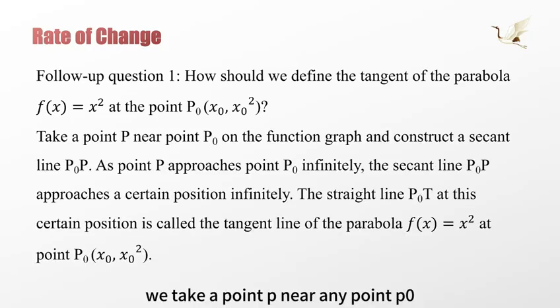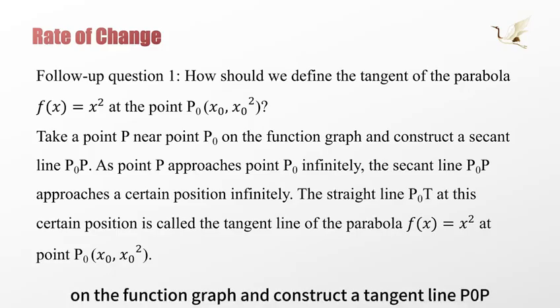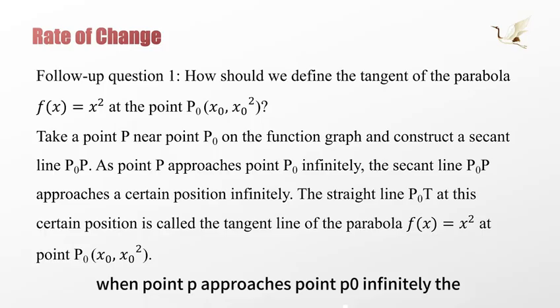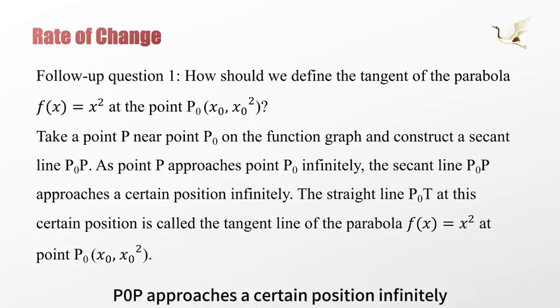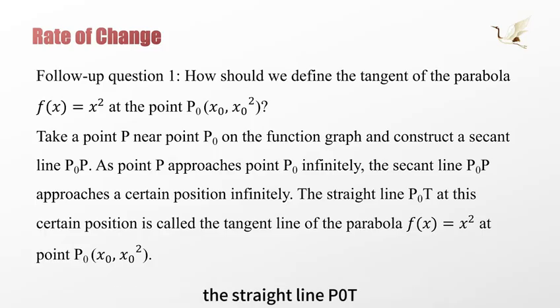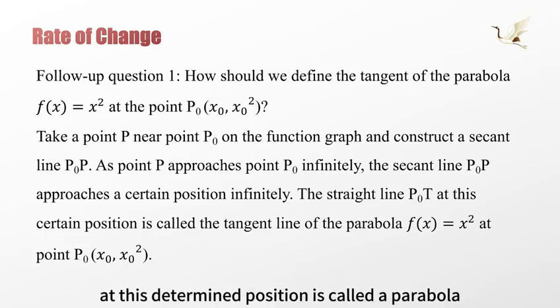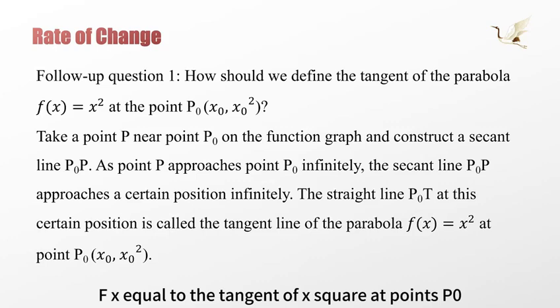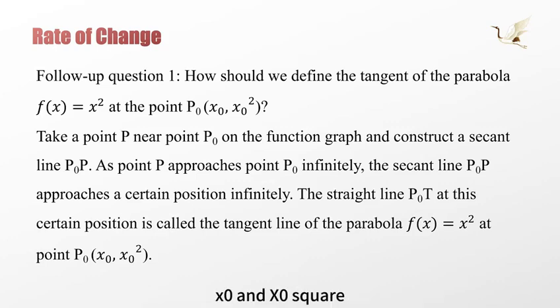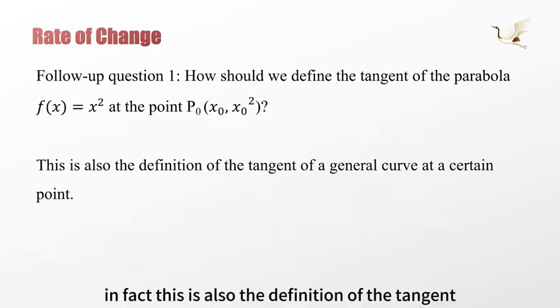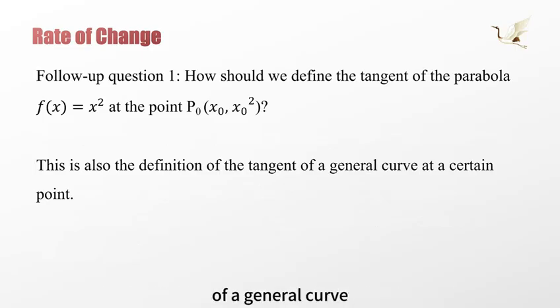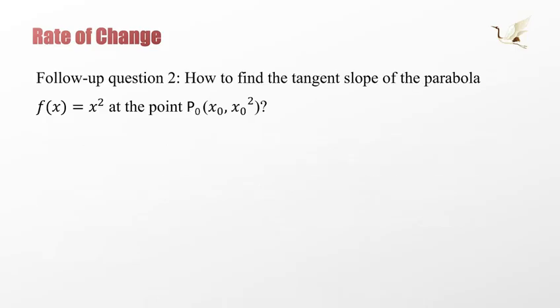We take a point P near any point P0 on the function graph and construct a secant line P0P. When point P approaches point P0 infinitely, the secant P0P approaches a certain position infinitely. The straight line P0T at this determined position is called the tangent of the parabola f(x) = x² at the point P0 (x0, x0²). In fact, this is also the definition of the tangent of a general curve at a certain point.